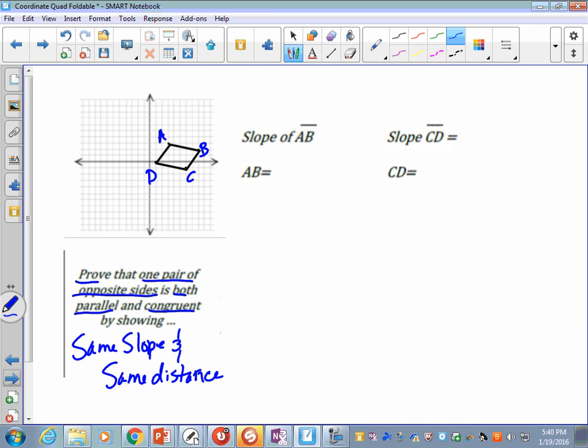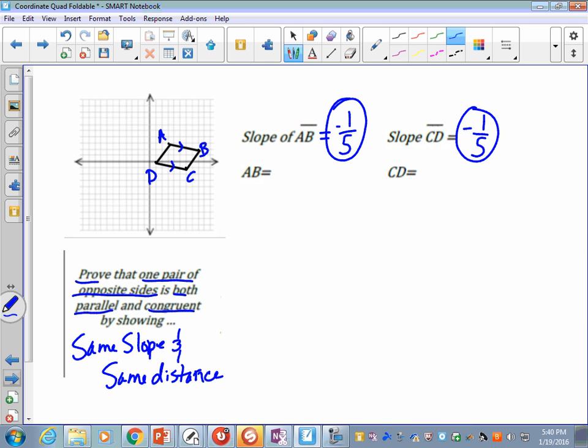I want to look at the slope of AB. I want to see if AB, which is opposite CD, have the same slope. I'm going to put the arrow, but I want to prove that calculating their slopes. Well, I can count the rise over run, or I can use the slope formula. But we did this already, and we know that this is a negative 1/5, and this is also a negative 1/5. They have the same slope. So I'm proving that they're parallel.